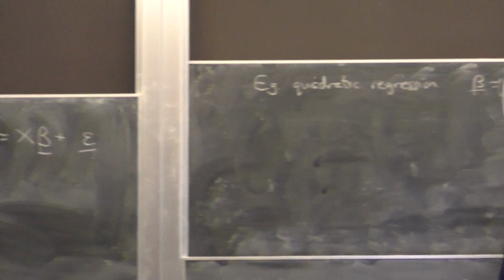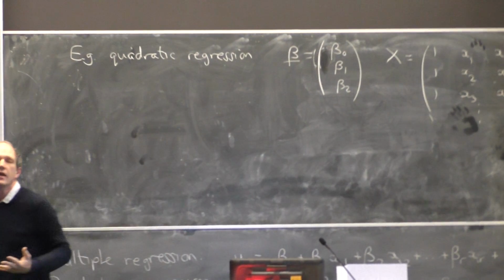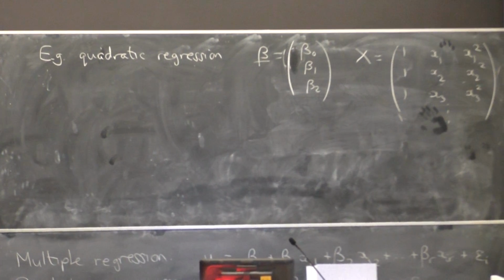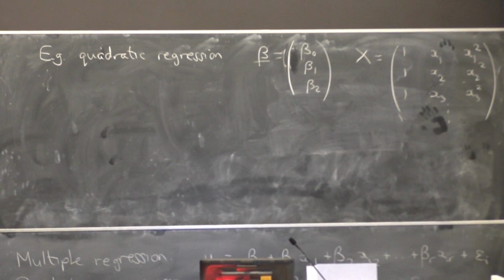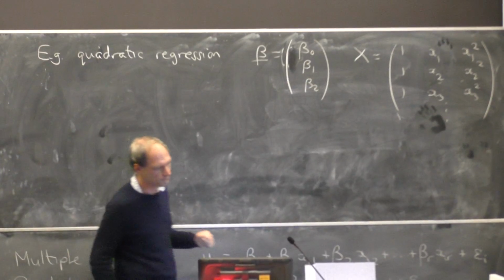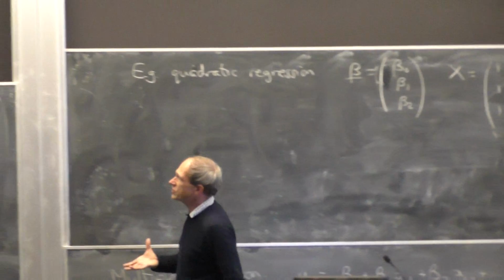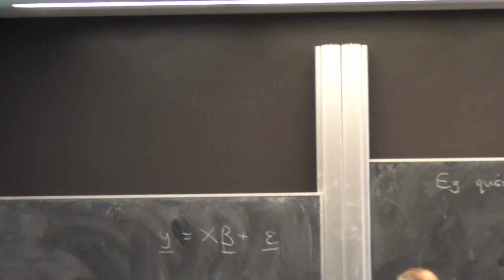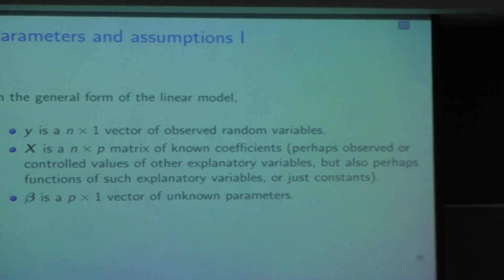So you may have more columns, in fact you almost always will have more columns in the design matrix than you actually have explanatory variables. And I'll say a little bit more about the terminology there later on. Okay, so beta is a vector of unknown parameters. There are p unknown parameters, so it's a column vector with p elements.